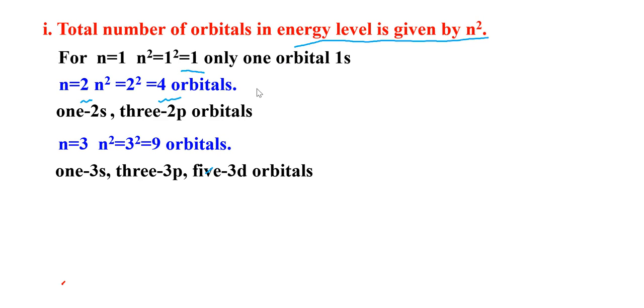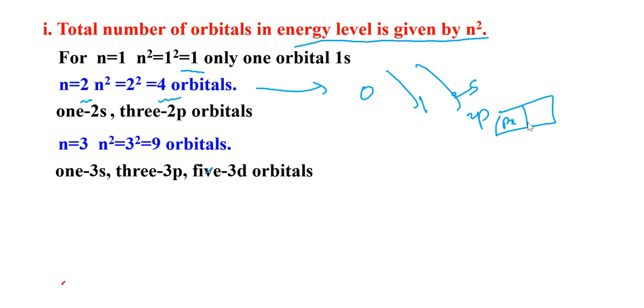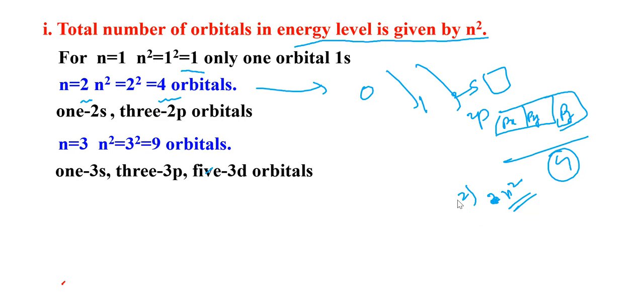So I am writing here n equal to 2. In 2, we know that 2s is there, 2p is there. Inside 2p, px, py and pz are there. And inside 2s, only 2s. Total how many? 4. How did this formula come? n square. So that means 2 square equal to 4.